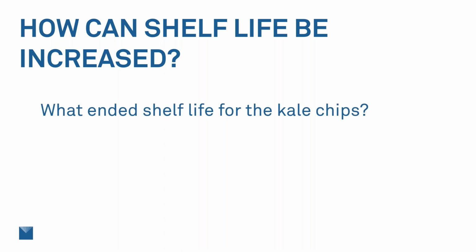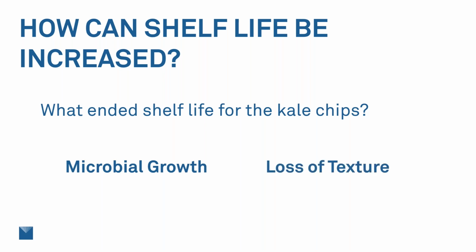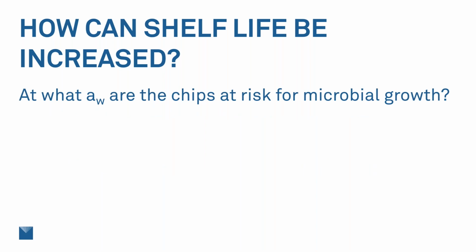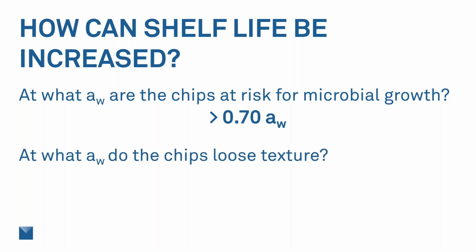30 days made it difficult for them to ship their product very far, so they wanted to increase that. So what ended shelf life? This is where we have to determine that mode of failure. For us, we had microbial growth, and we also had a loss of texture, so we had both of those. Now, at what water activity are the chips at risk for microbial growth? We know from prior information that if we can keep our water activity below 0.7, we will not have any microbial growth. So where are they at risk? Anything above 0.7.